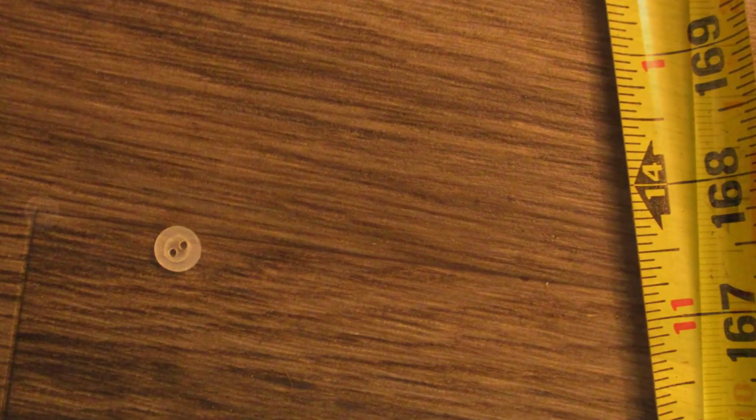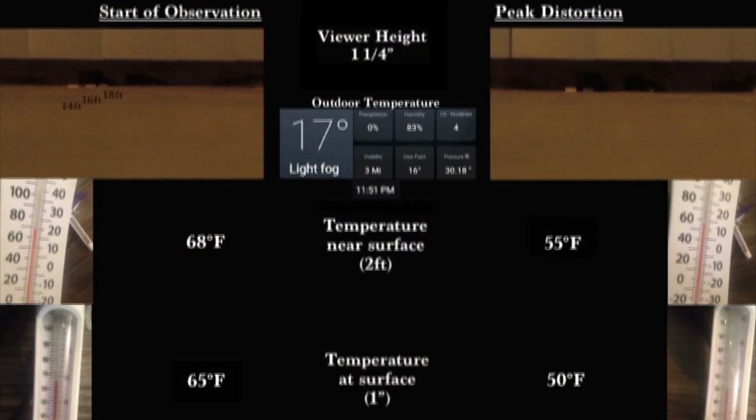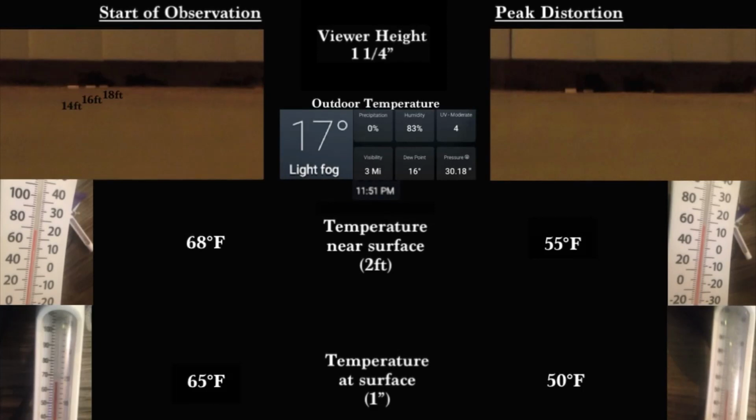Hello again. We have one last observation we'd like to show you before the summary video on these experiments. For this observation, we placed 3 of the same sized buttons along the floor at 14, 16, and 18 feet from the viewer. This is the temperature data for the observation.